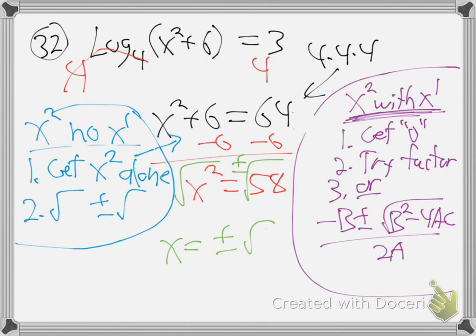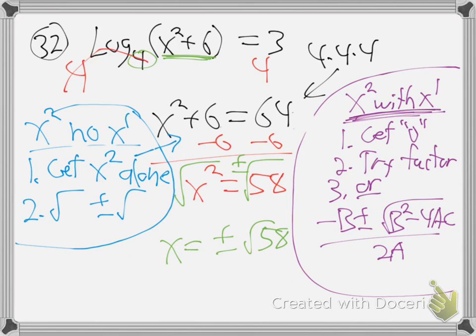And we will keep both of those answers this time, because x is not a base, is it? Remember the other one when I threw out the negative? Because I said x can't be negative when it's a base. Well, this x is not a base. The base is 4. This x is not a base.